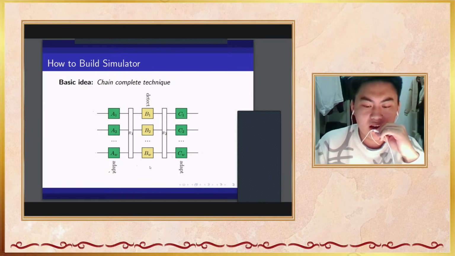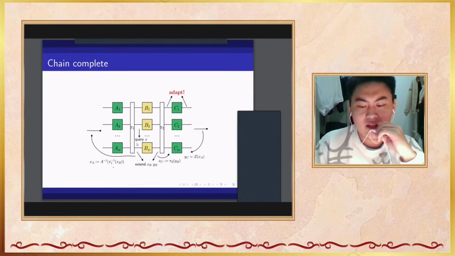To simulate answers that are consistent with the random permutation, the simulator has to use the answer from the permutation to define some simulated answers. This action is called adaptation. In this situation, the work of our simulator is as follows. The distinguisher first makes the query X, which is one of the inputs of the second layer Xboxes. The simulator extends x to xb and yb, which extends the length from n to wn. We obtain xa by yb and xa by xb. Then the simulator queries the random permutation to get yc. Finally, at the last layer of the Xboxes, the simulator makes the adaptation by using xc and yc.